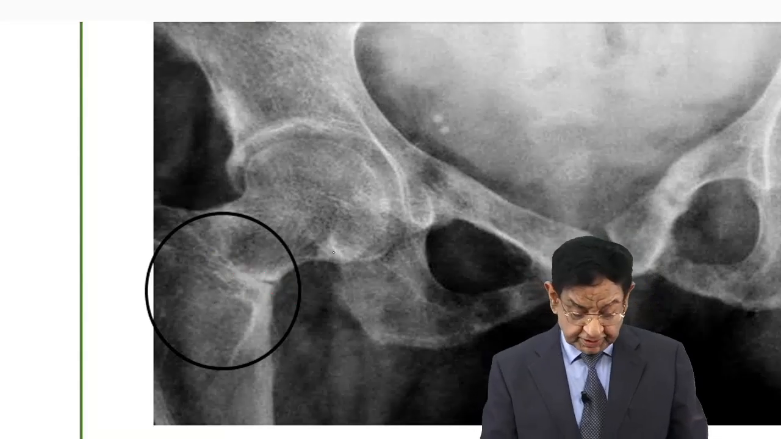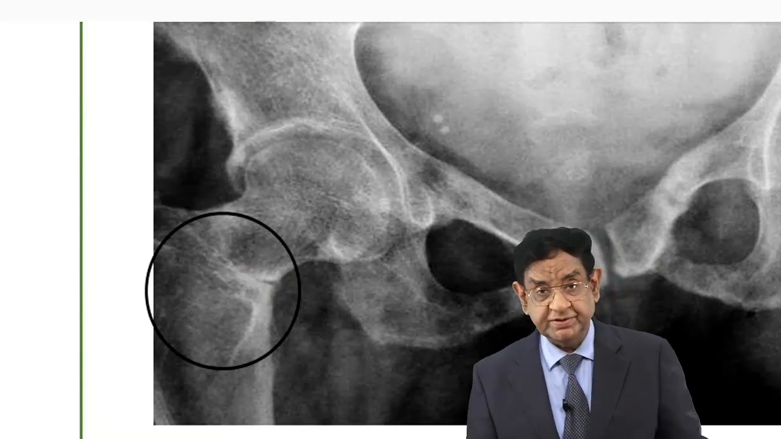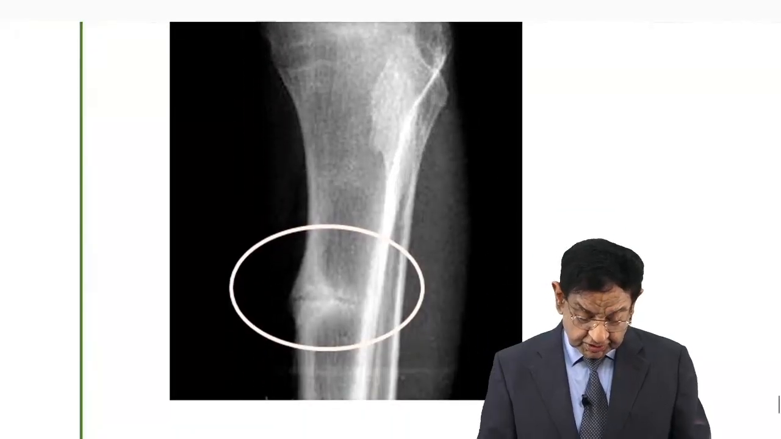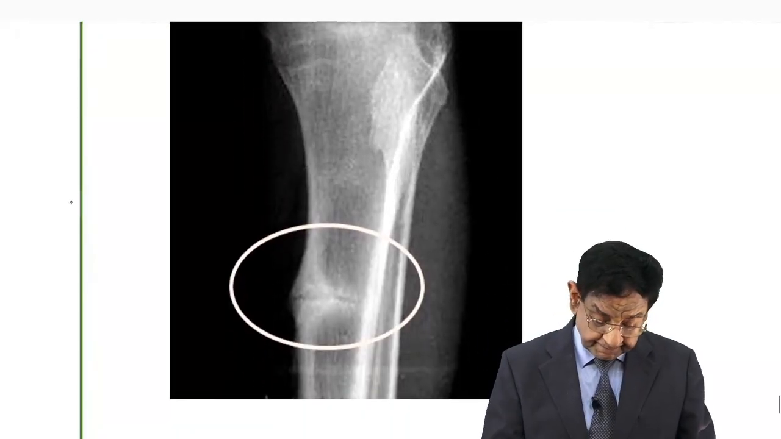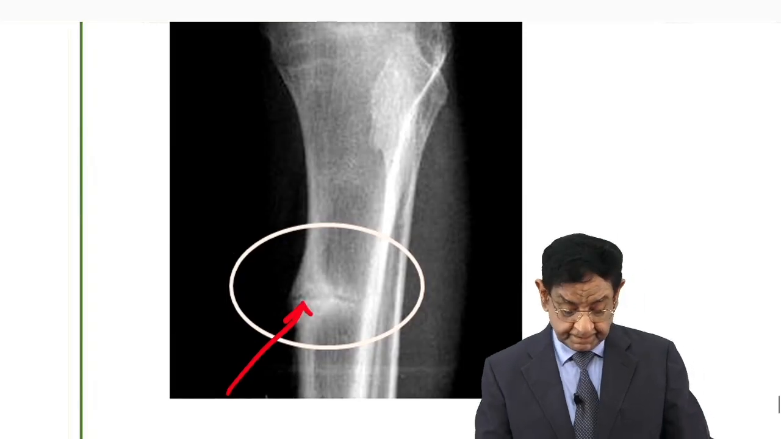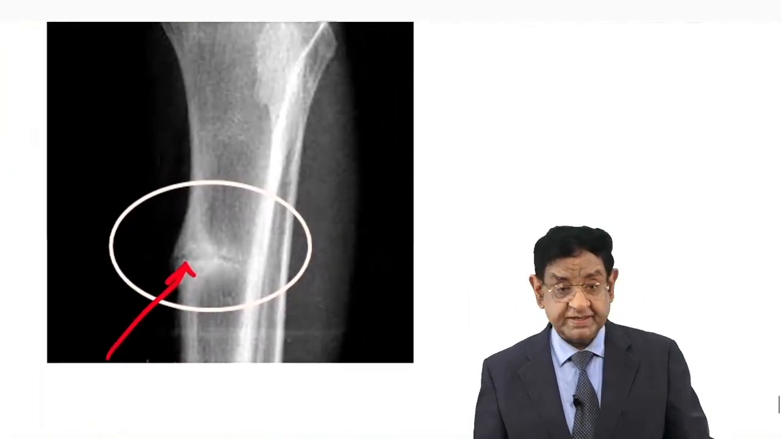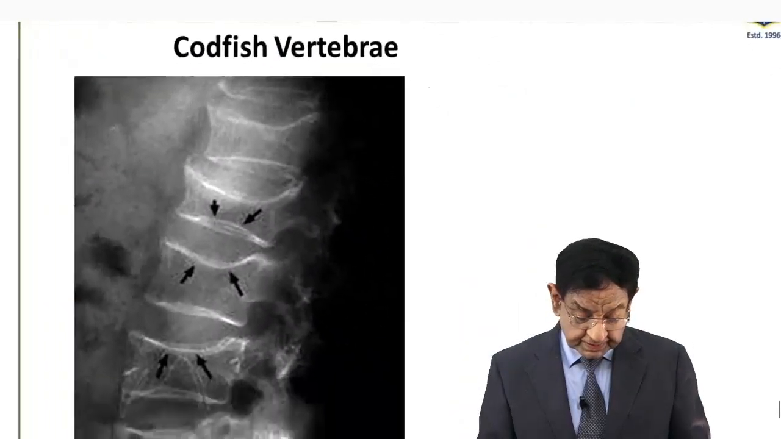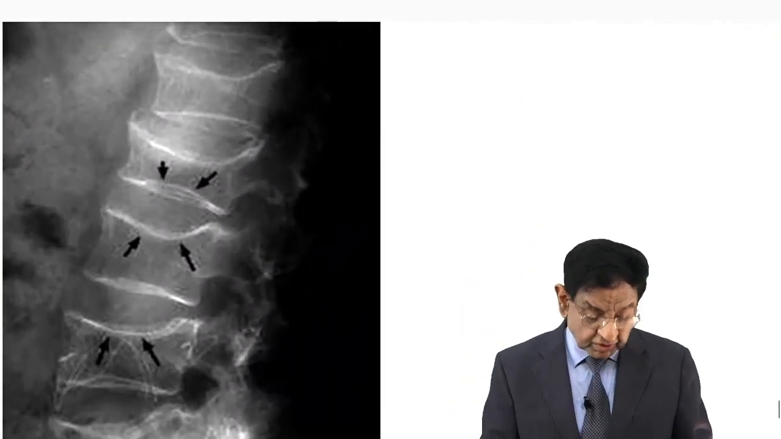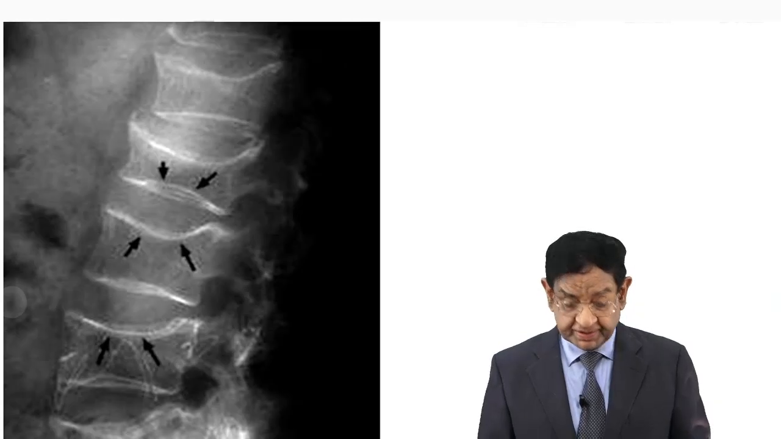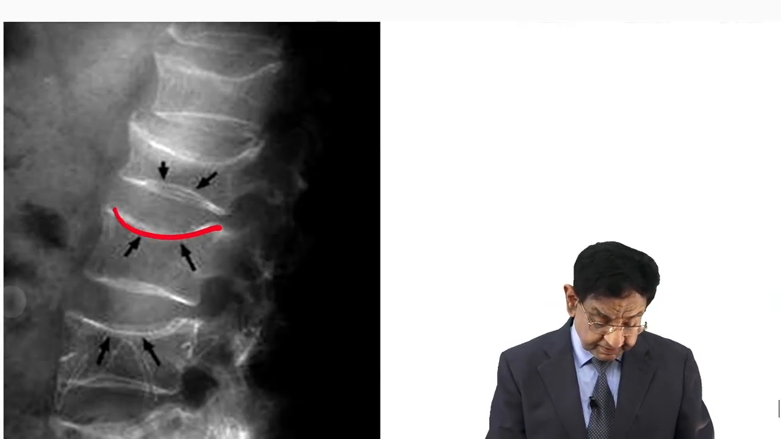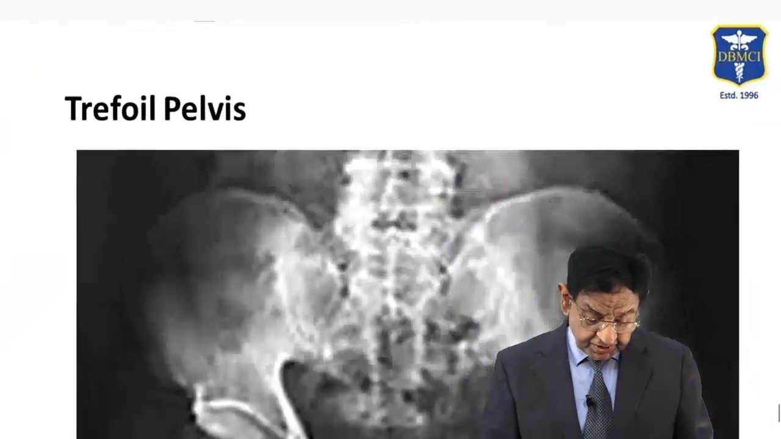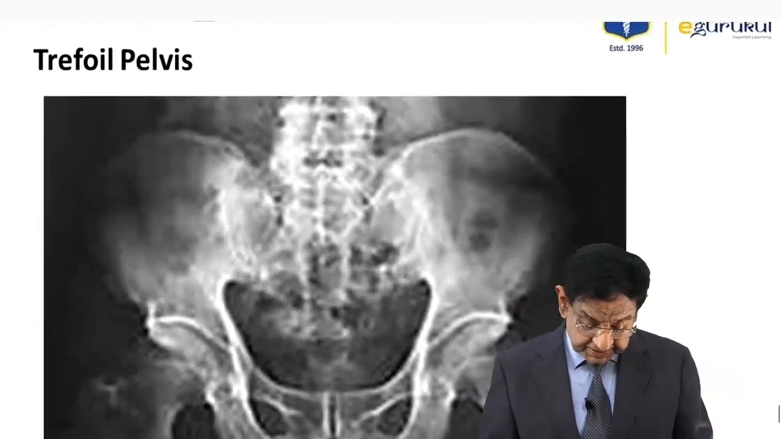Let me rub it out so that you can see better. Yeah, now things are much clearer to you. Again, Looser zones. I can enlarge the picture for better visibility. Codfish vertebra. Trefoil pelvis.